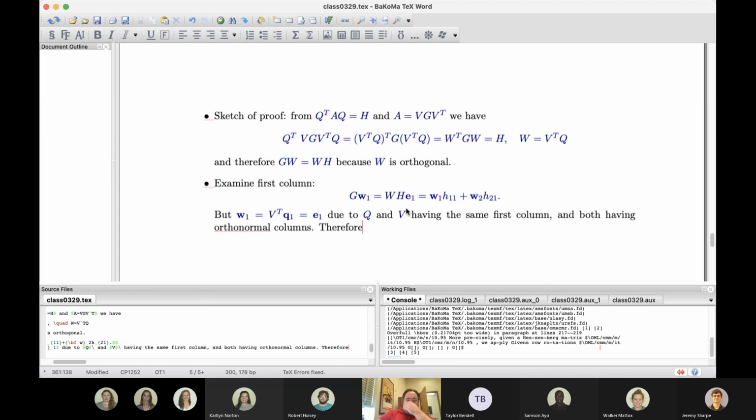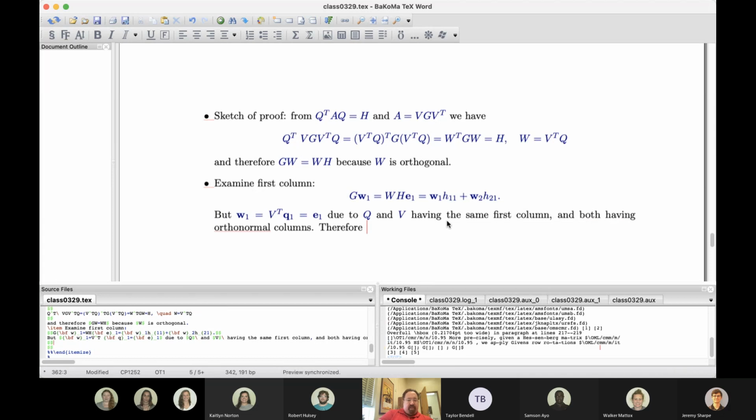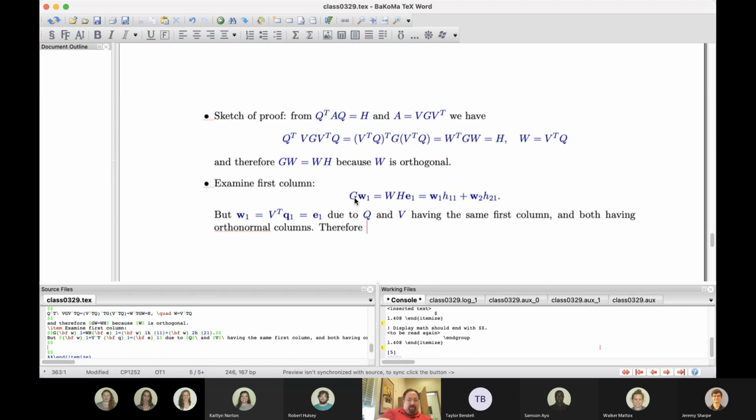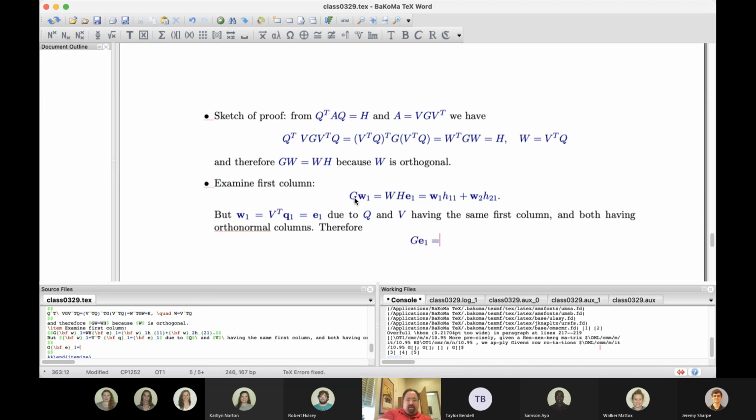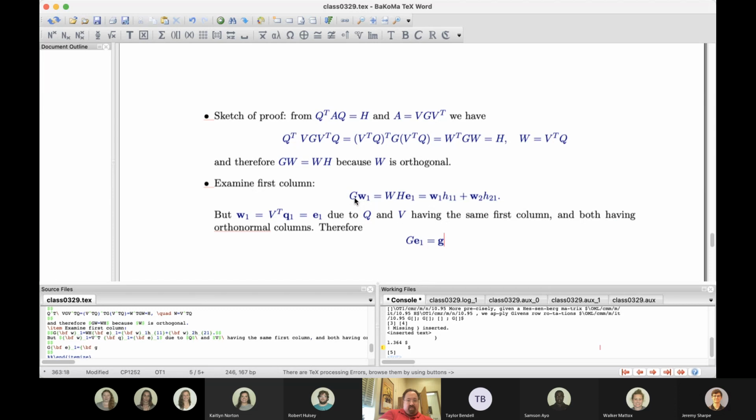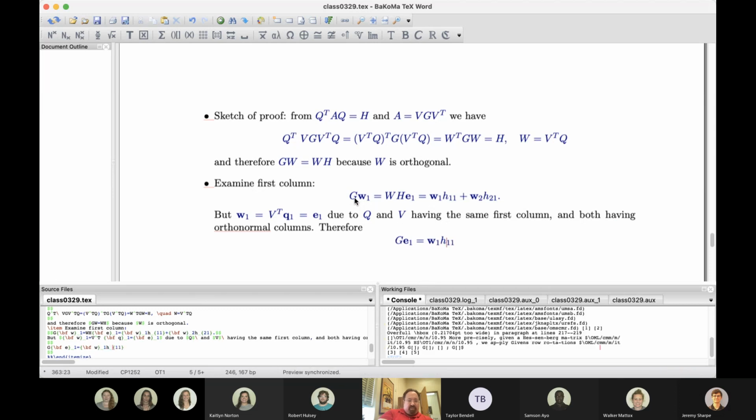So now if we go back to this equation, the first column of G is equal to all this. Now this is also E1.